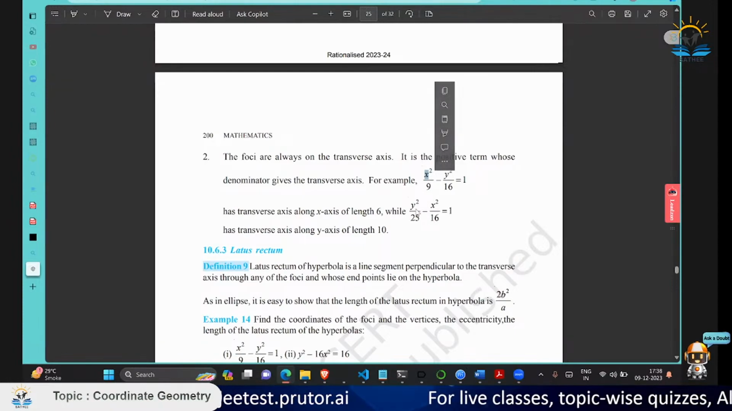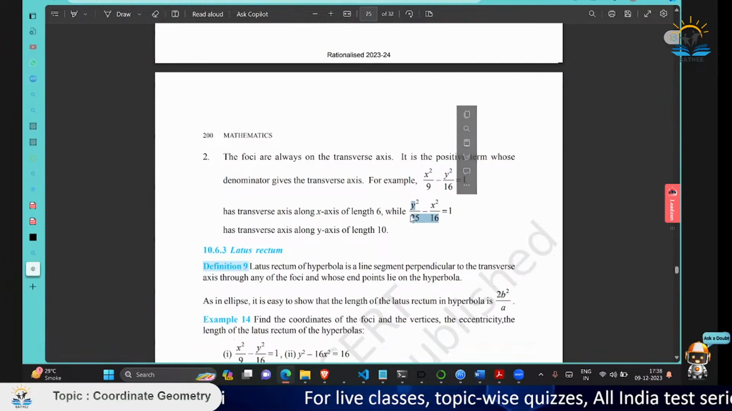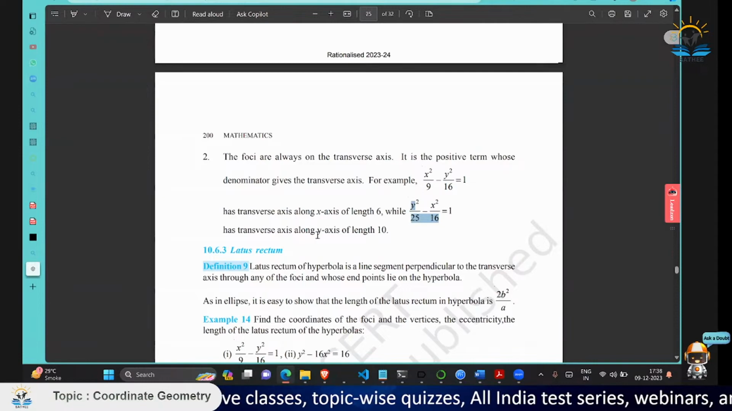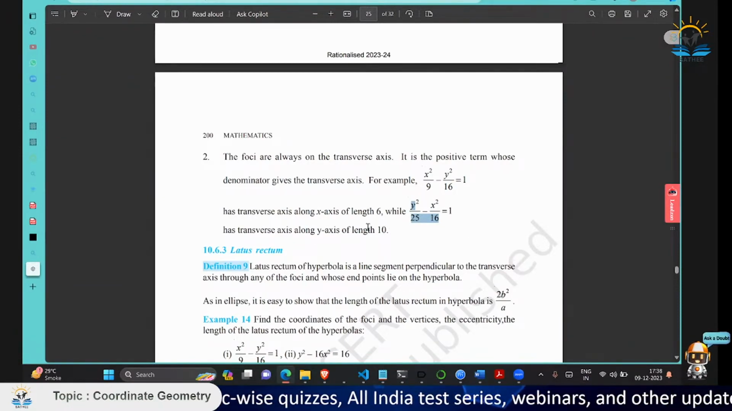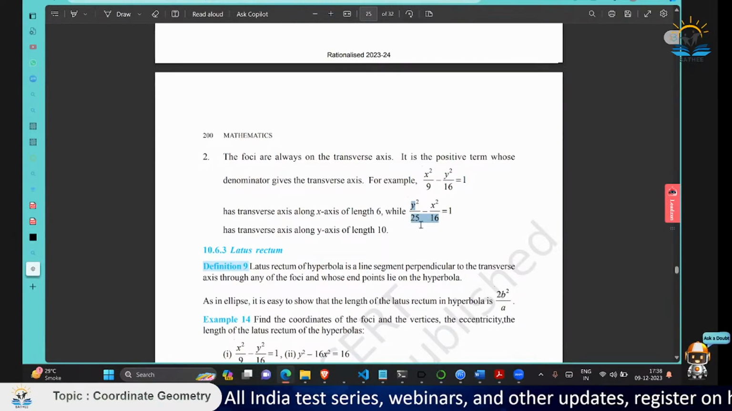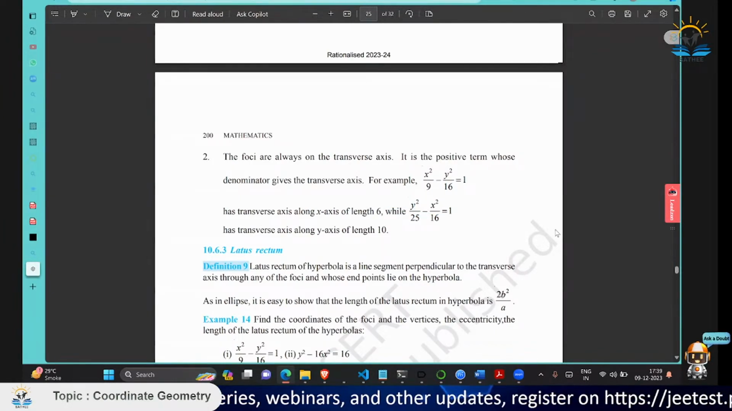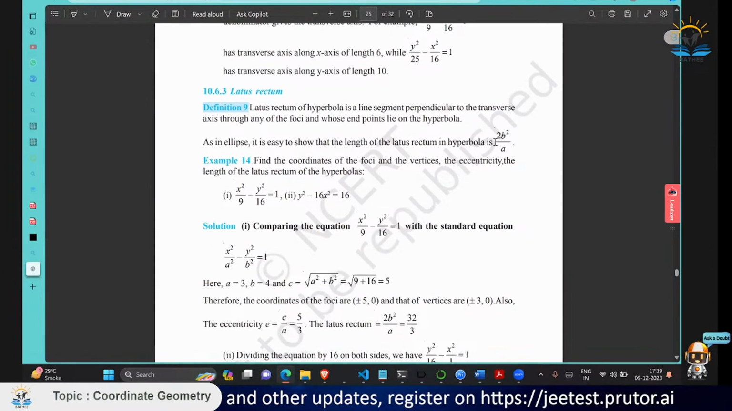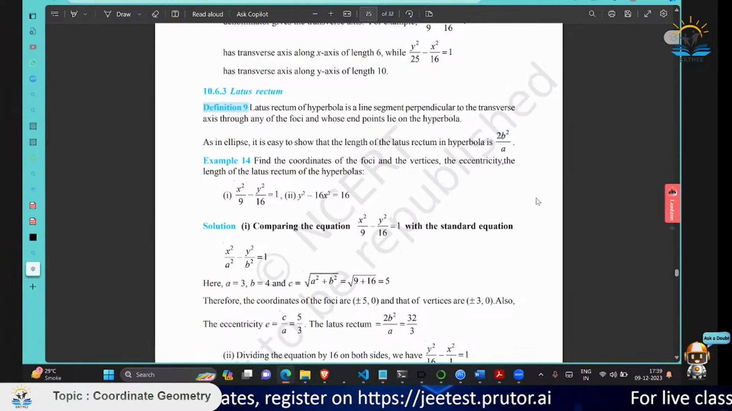But if we reverse this, and say this is the equation of the hyperbola, then the transverse axis would be 10 along the y-axis. Because first of all, the transverse axis is the y-axis, right? Its length is 2a, and a is 5 here because this is the positive term. Again, the latus rectum formula remains the same, 2b squared upon a.